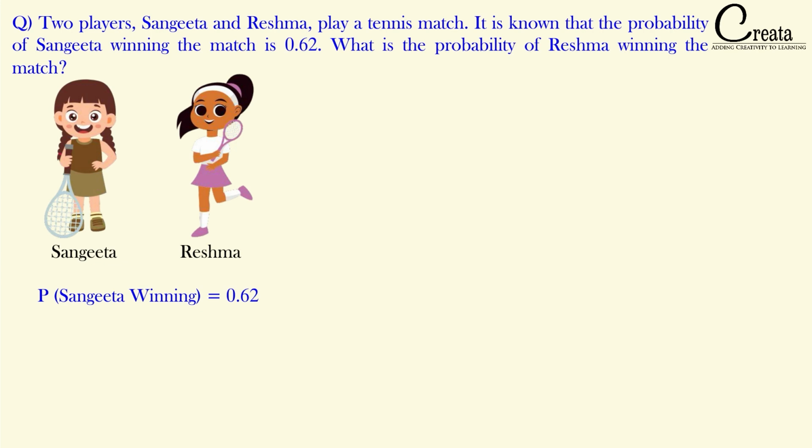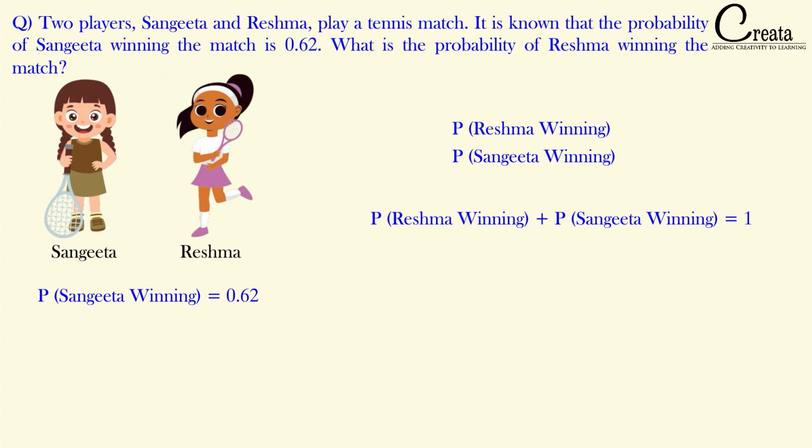Here if we apply the observation, we are getting two events, that is probability of winning of Reshma and probability of winning of Sangeeta. So can we say the probability of Reshma winning plus the probability of Sangeeta winning is equal to 1? Yes, we can say. We are having two events and these are the only two events we can get. Either Sangeeta will win or Reshma will win. So the addition of both the events will be equal to 1. That is, probability of winning of Sangeeta plus probability of winning of Reshma is equal to 1.